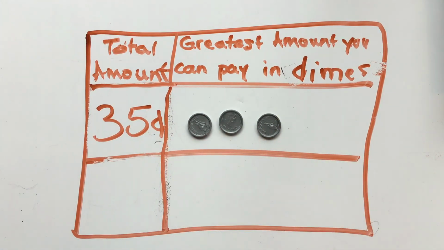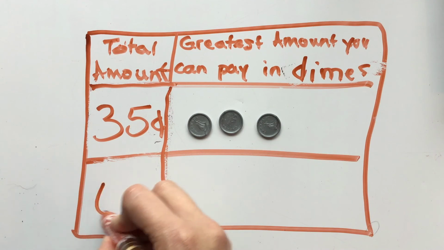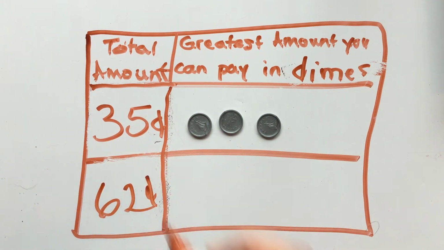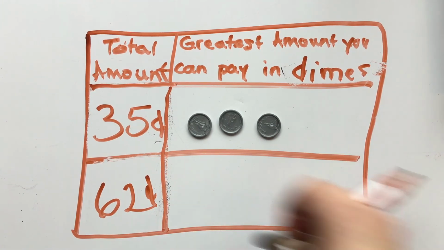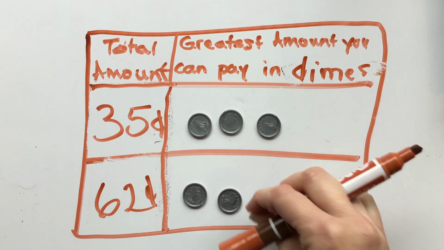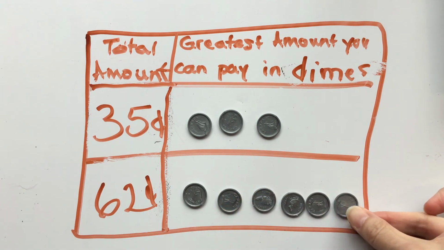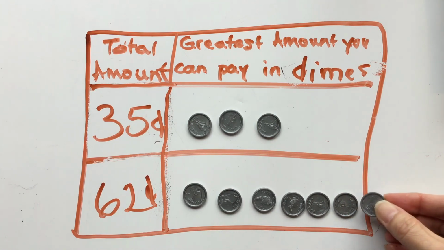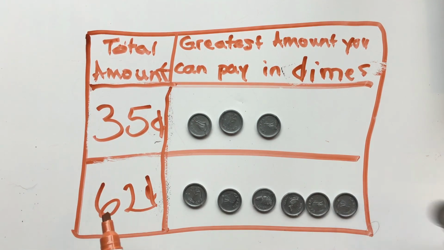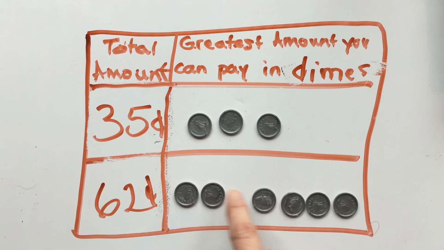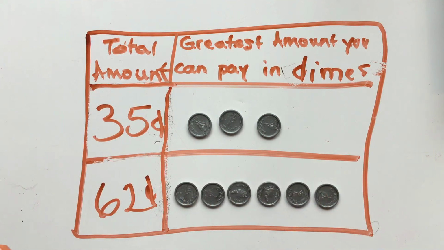All right? What about if I wanted to make 62 cents? Okay, again, I would use my dimes. Let's just get started. 10, 20, 30, 40, 50, and can I do 1 more? 60. Could I do 1 more? Oh, then I'm going to be at 70. That's too high. I can't use 7 dimes to make 62. So the greatest amount I can pay in dimes is 60 cents, and I would draw 6 dimes in my space.